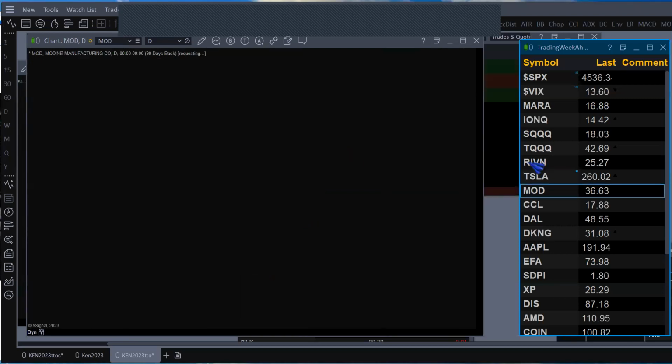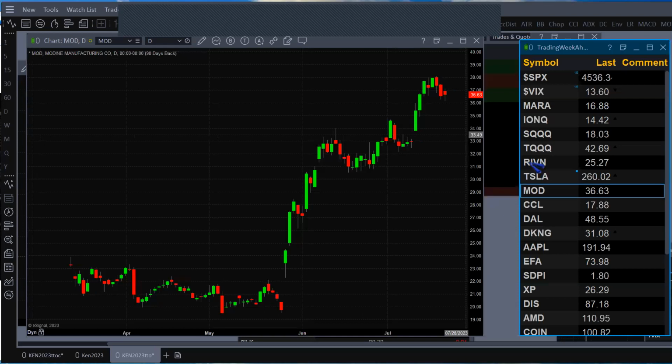Next up chart, MOD. Great chart, looks good. Went from 20 to 38, almost a doubler. And despite the most recent 3 little red candles up there, it's still a pretty strong uptrend. So unless we get under 36, I'd be looking for a good breakout north of 38.